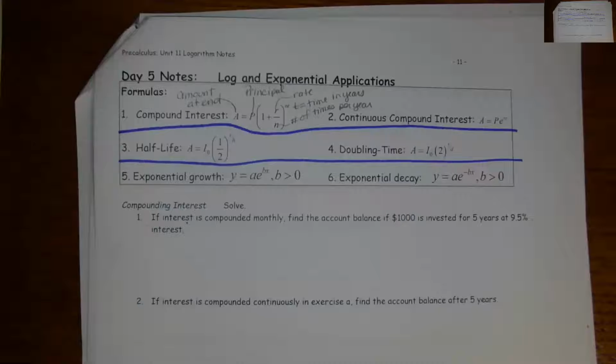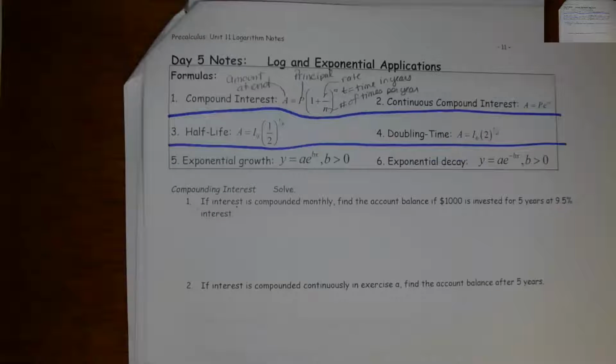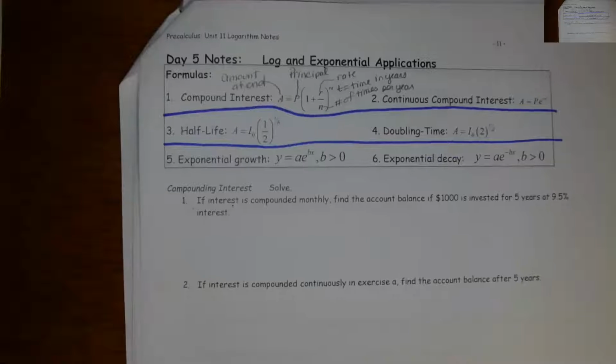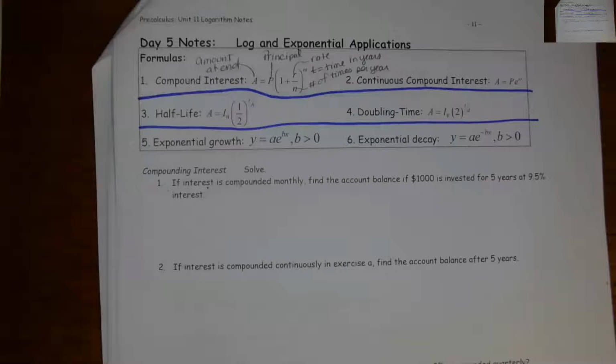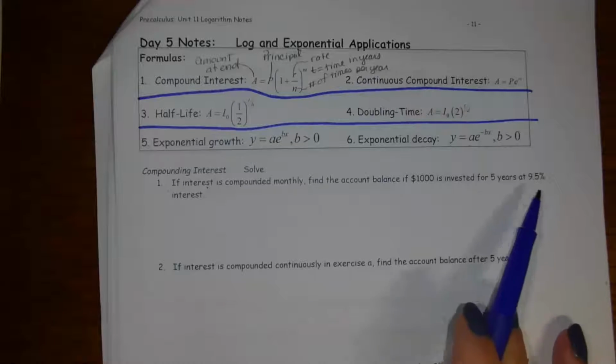Now, the easiest way, if you want these to be easy and not make any mistakes, the best thing you can do is, first of all, choose your formula, then identify all your variables. Then they're really easy. So let's look. If interest is compounded monthly, find the account balance if $1,000 is invested for 5 years at 9.5% interest. Now, I've got a huge percent there for the simple reason, if you did the percents that we have right now, when you get the answer, it's like 2 cents more. You can't even see it. So note that this is a big percent.